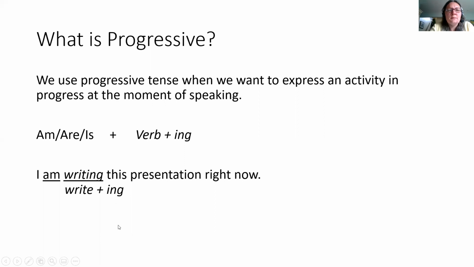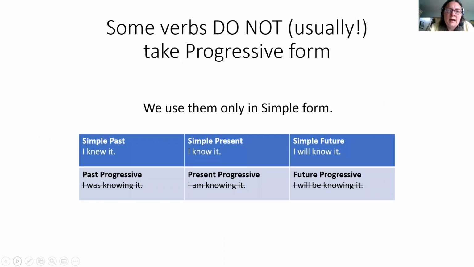And just as a reminder about the progressive form, these are the verbs that take am, are, or is, or was, or were, if you're using past progressive. And then you use those with the verb plus ing. Like I am writing this presentation right now is an example of the progressive form. But these verbs do not take that form. We stay up here in the simple form with simple past, simple present, and simple future.